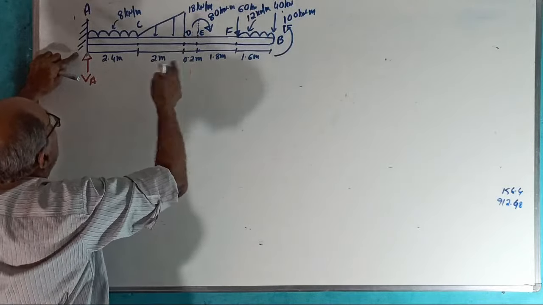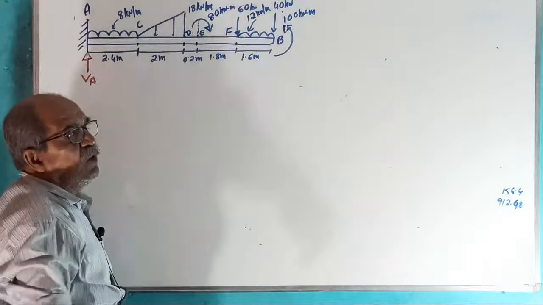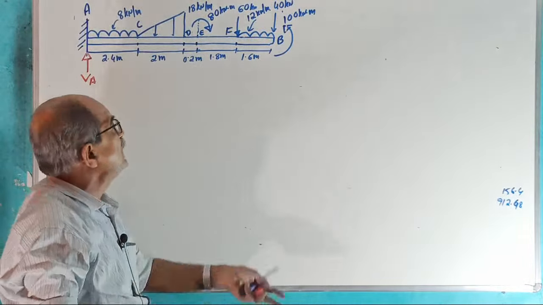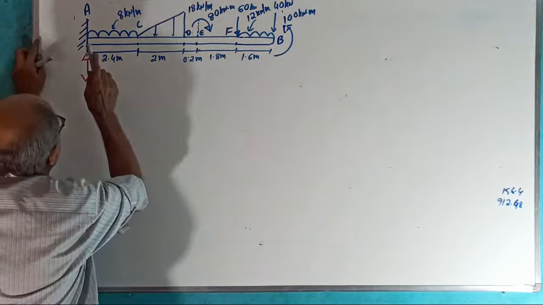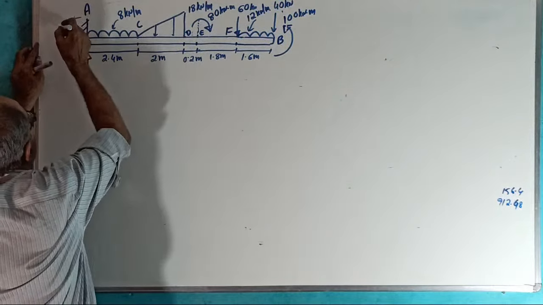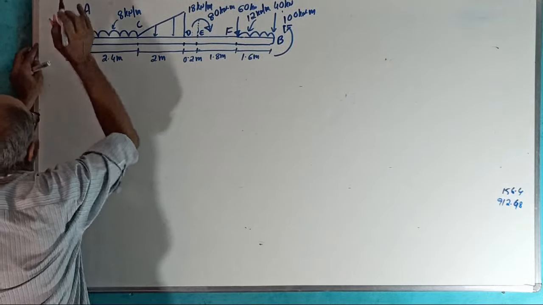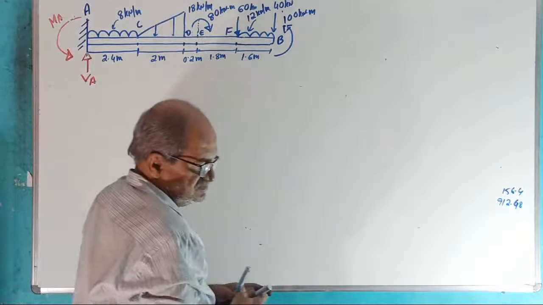Much more than 100. All these loads together will create a moment in clockwise much more than 100. So the net moment is bound to come clockwise. So the reacting moment, I will assume anti-clockwise, I will call MA. Okay, these are the reactions.